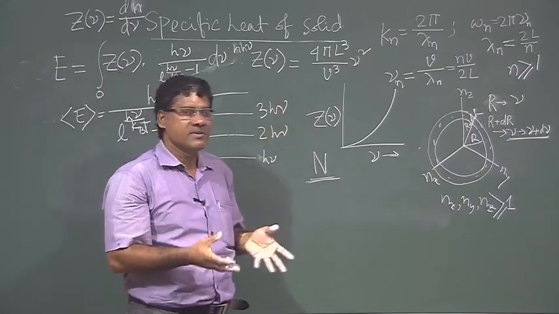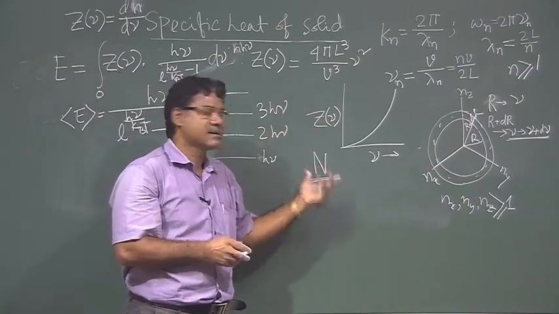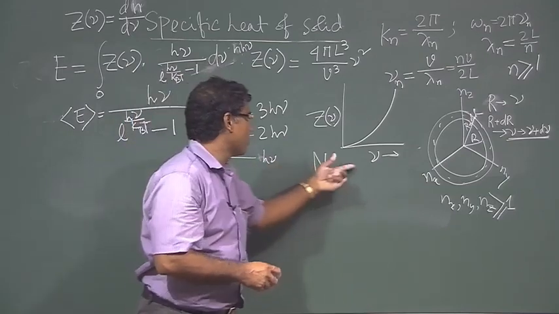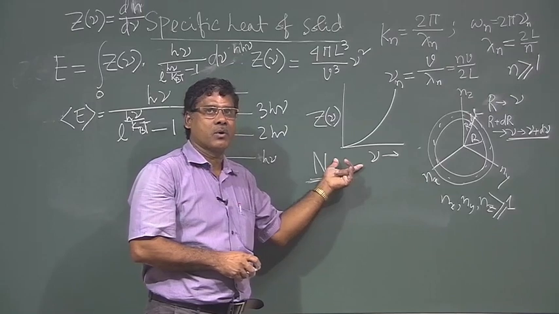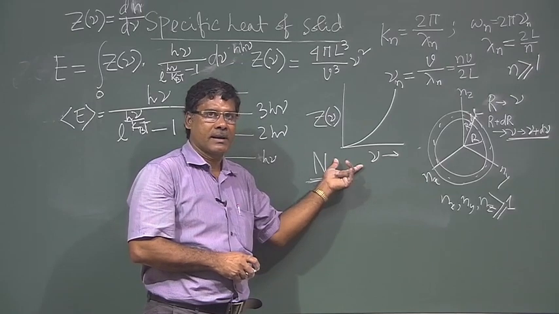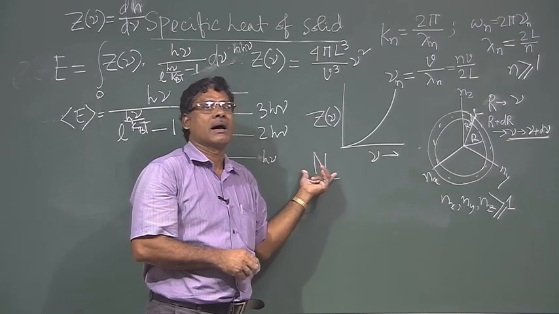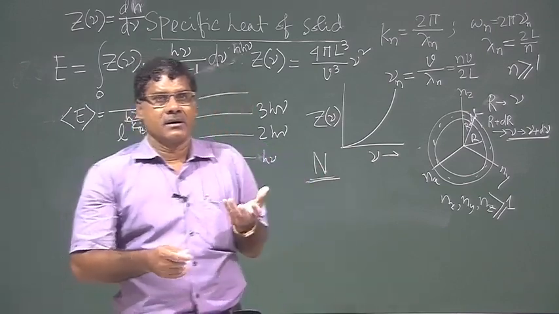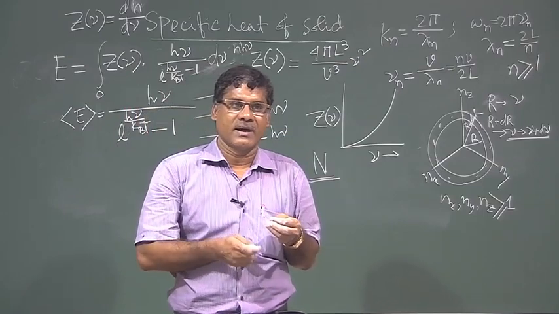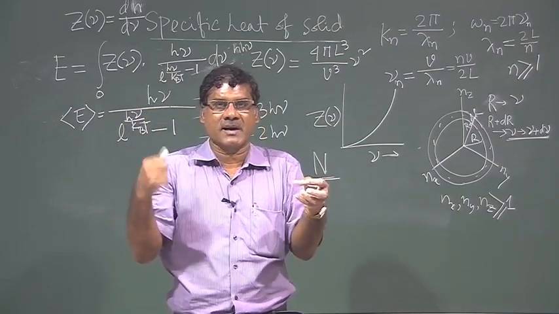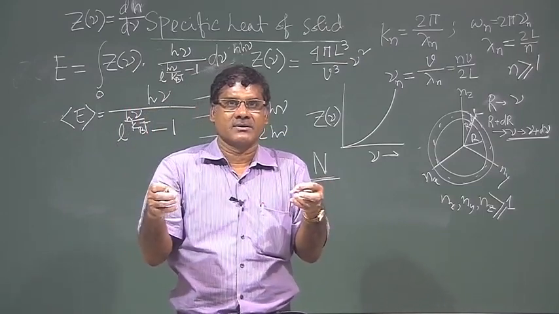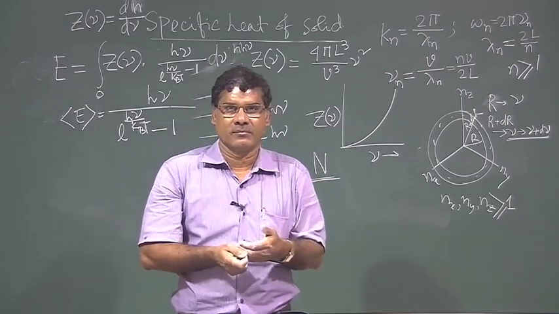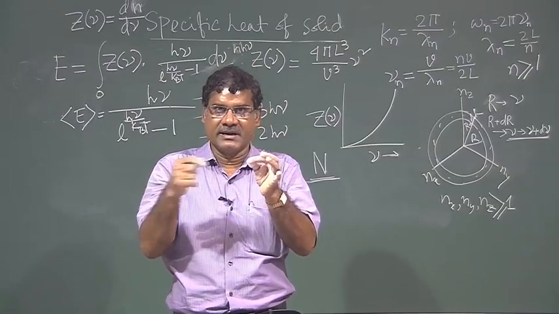We have taken a cube there, and the number of atoms in this solid is N. If I have N number of atoms, as in the case of Einstein, you have seen, I will get 3N number of modes because of the 3 degrees of freedom.